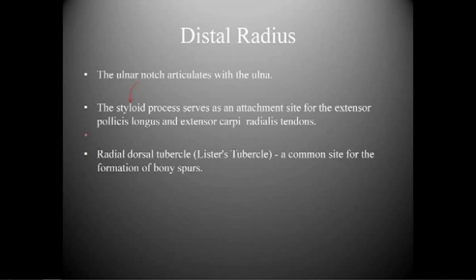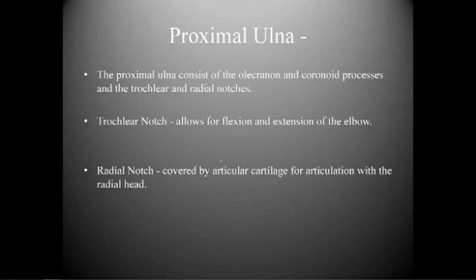Radial dorsal tubercle, or Lister's tubercle, is a common site for formation of bony spurs. You want to star this. I won't actually probably ask you to find where this typical is, but I will probably ask you what is a common site for the formation of bony spurs in the wrist, and that'll be something that I will ask you to refer back to.